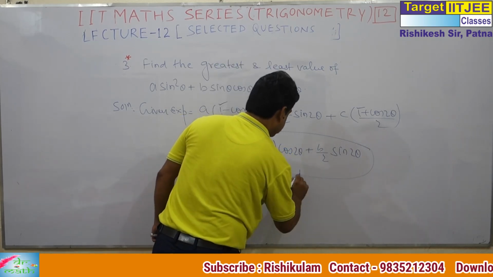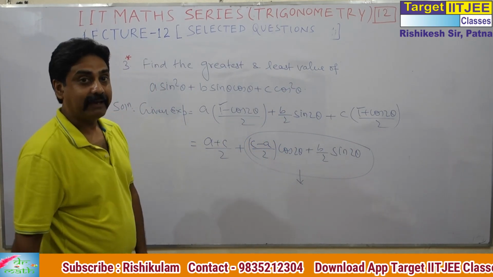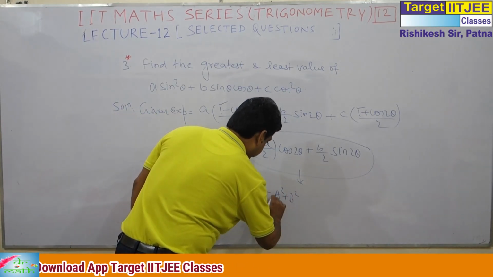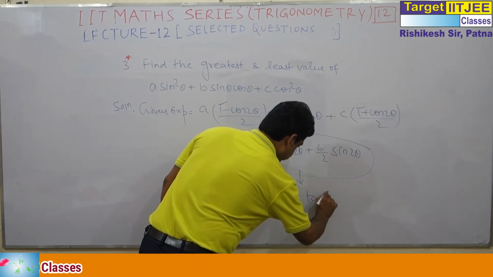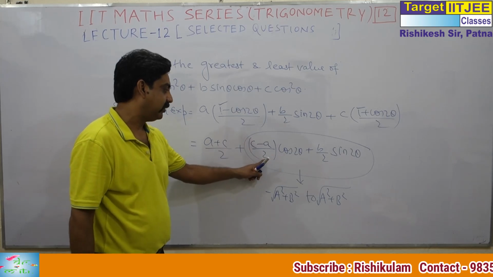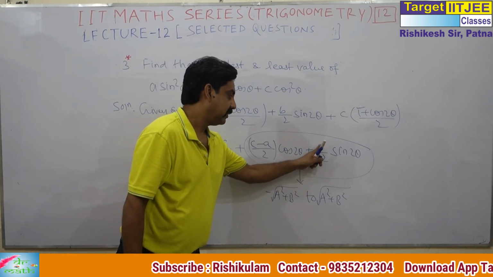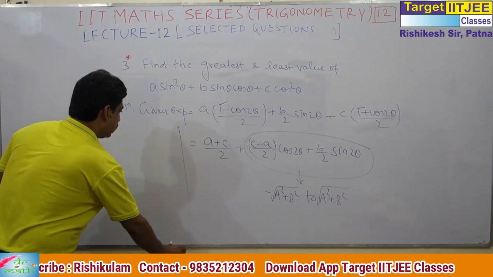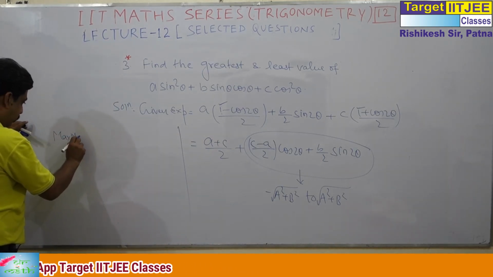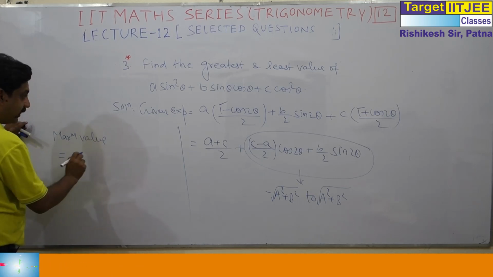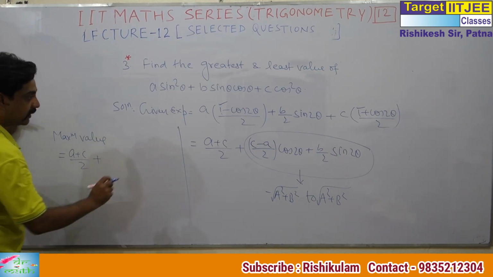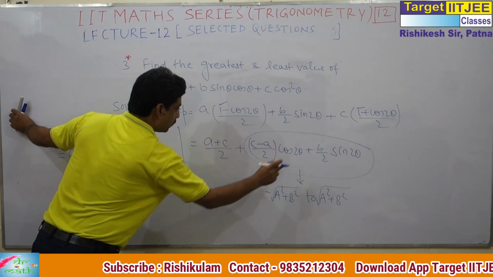Now you have to use the result: the maximum and minimum value of A cos theta plus B sin theta lies from minus square root of A square plus B square to square root of A square plus B square. Instead of capital A, there is minus A by 2, and instead of capital B, there is a small b by 2. So what is the maximum value? You get it? A plus C by 2, the constant we have to keep, plus the maximum value of this.